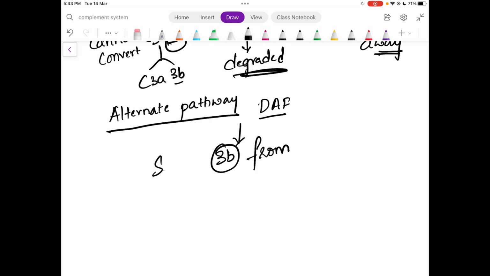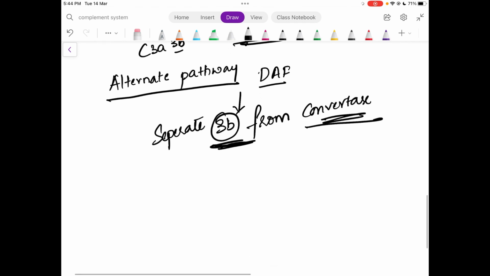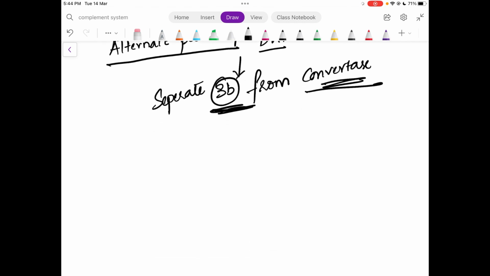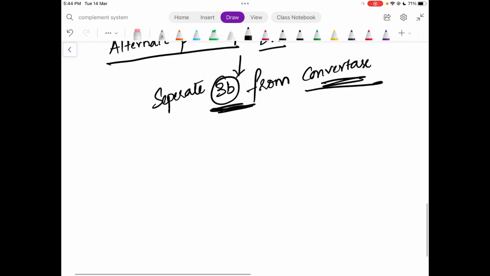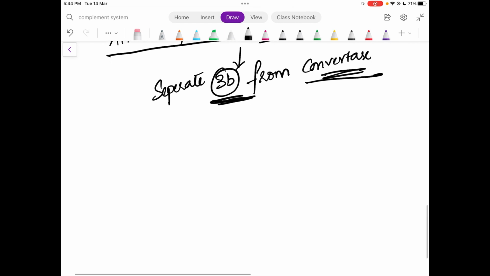They'll separate C3b from convertase. If C3b is separated from convertase, then there is no conversion of C3 and C5. That means there is no further proceeding of the complement system. This is what happens. This is how the complement system is regulated.